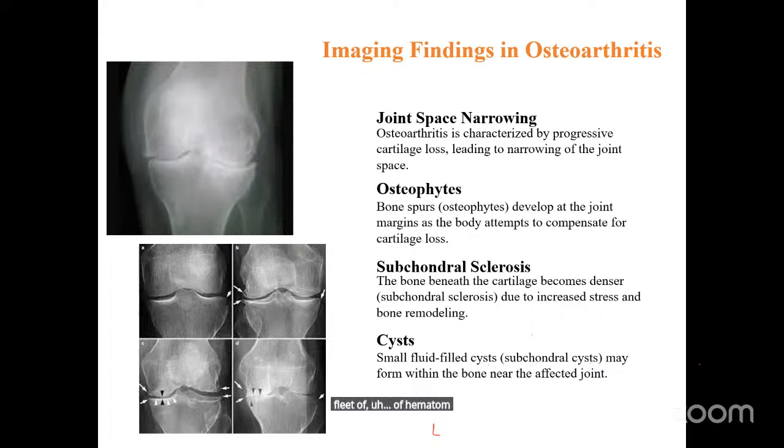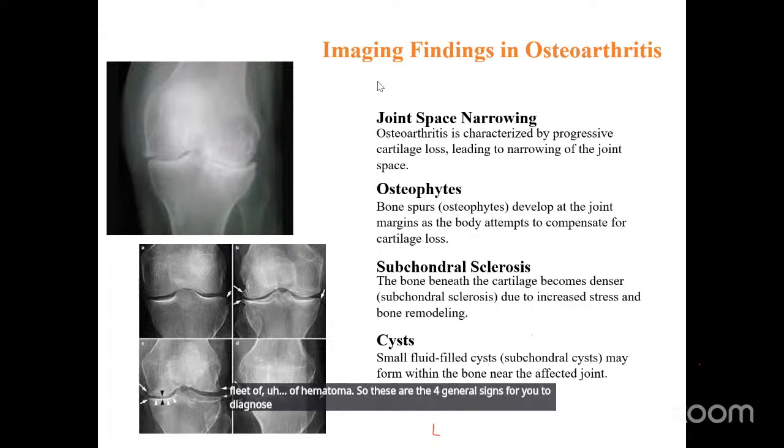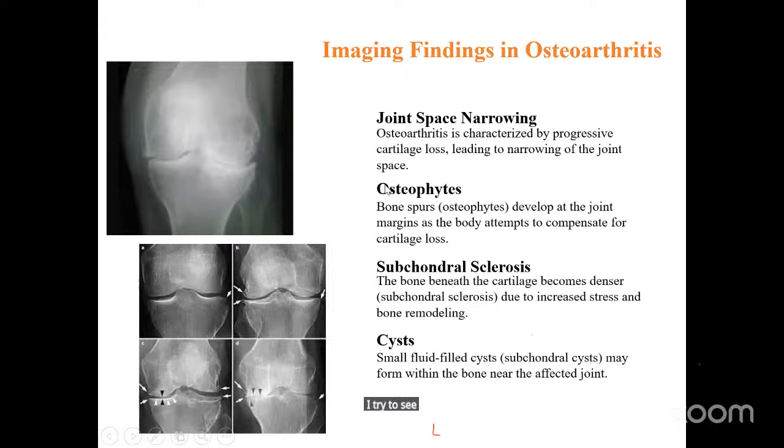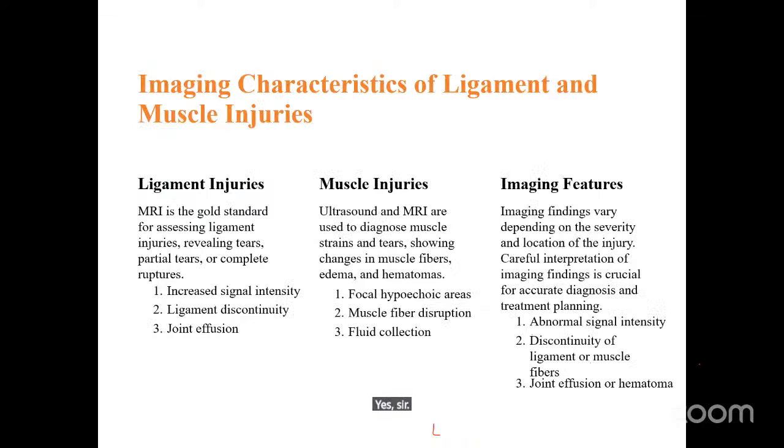So these are the 4 cardinal signs for you to diagnose osteoarthritis: joint space narrowing, presence of osteophytes, subchondral sclerosis, this is a plus or minus depending on the stage or severity, and presence of cysts in the joints. Are we together, class? Yes, sir.